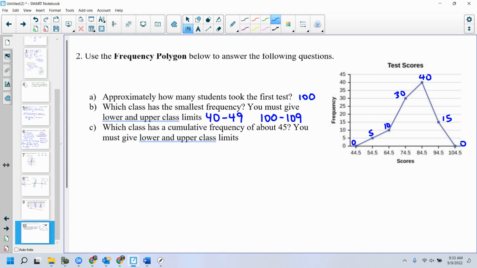Which class has a cumulative frequency of about 45? What class is that? Somebody tell me. The 74.5 class, right? Because this is 5, 10, with the 30, that's 45. So 74.5 means 70 to 79. Questions about that one? Cool. Let's take a look at number 3.